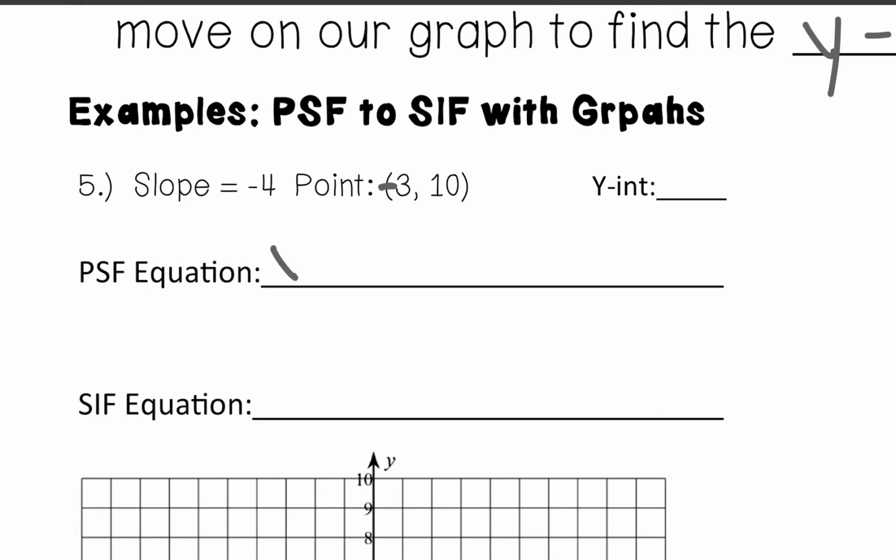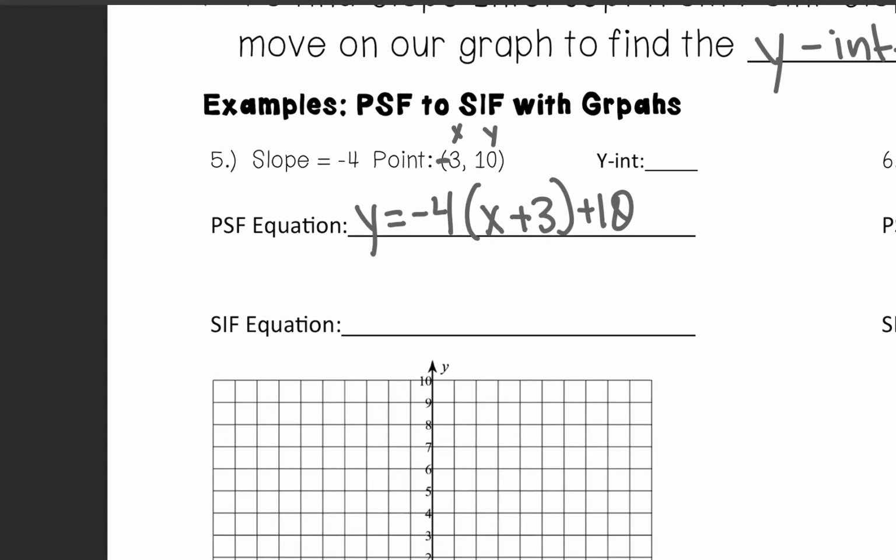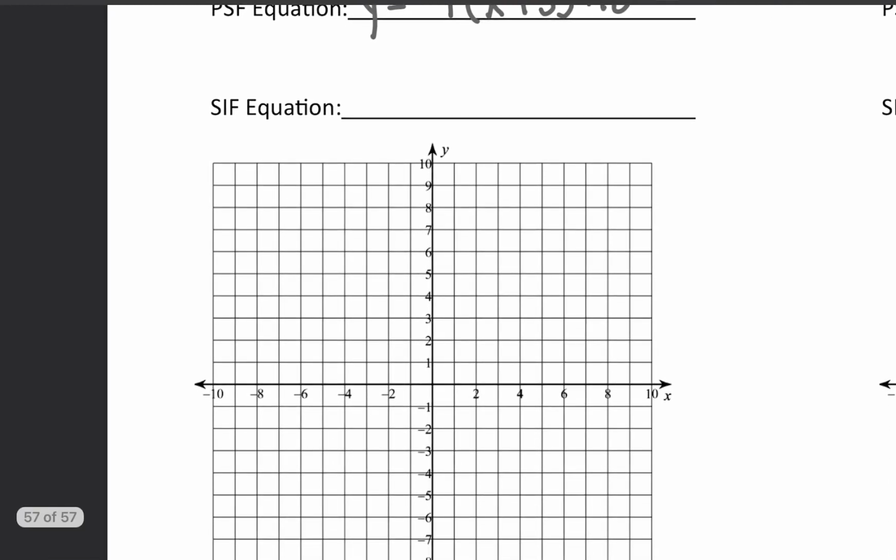When we write the equation, we have y equals our slope, negative 4, times x, and our x value is a negative 3, but it's a liar inside of equations, so we need to write plus 3. And then our 10 is a y, so we can write plus 10. Now in our graph, we need to find our y-intercept. First, we plot negative 3, comma 10. From my origin, I go to negative 3 on the x-axis, then jump up to 10 on the y-axis, so my point is right here.